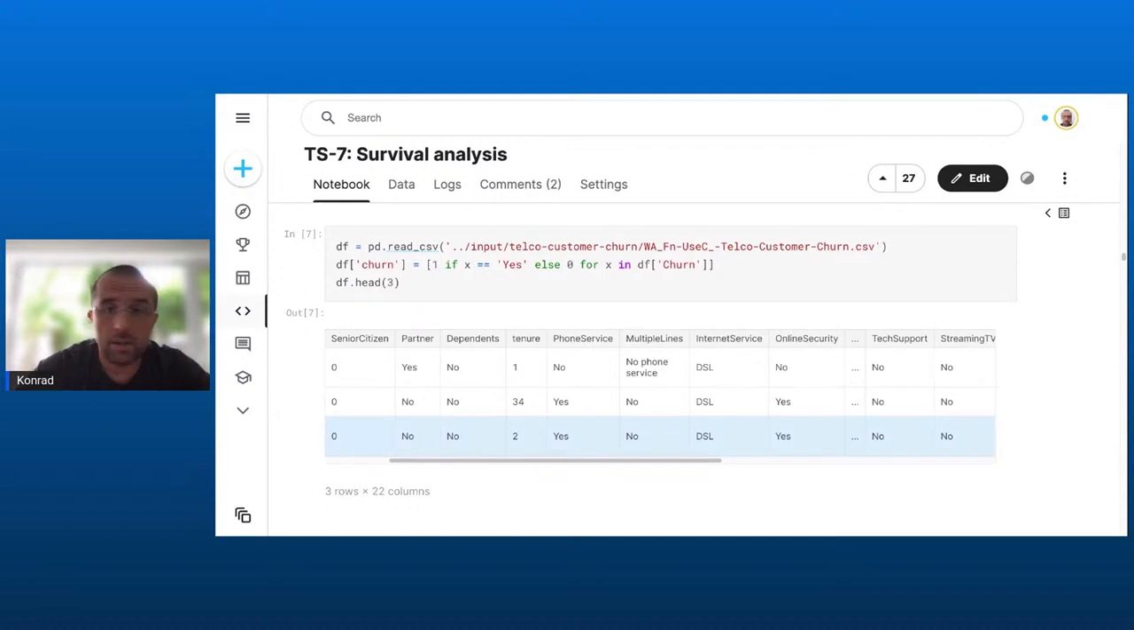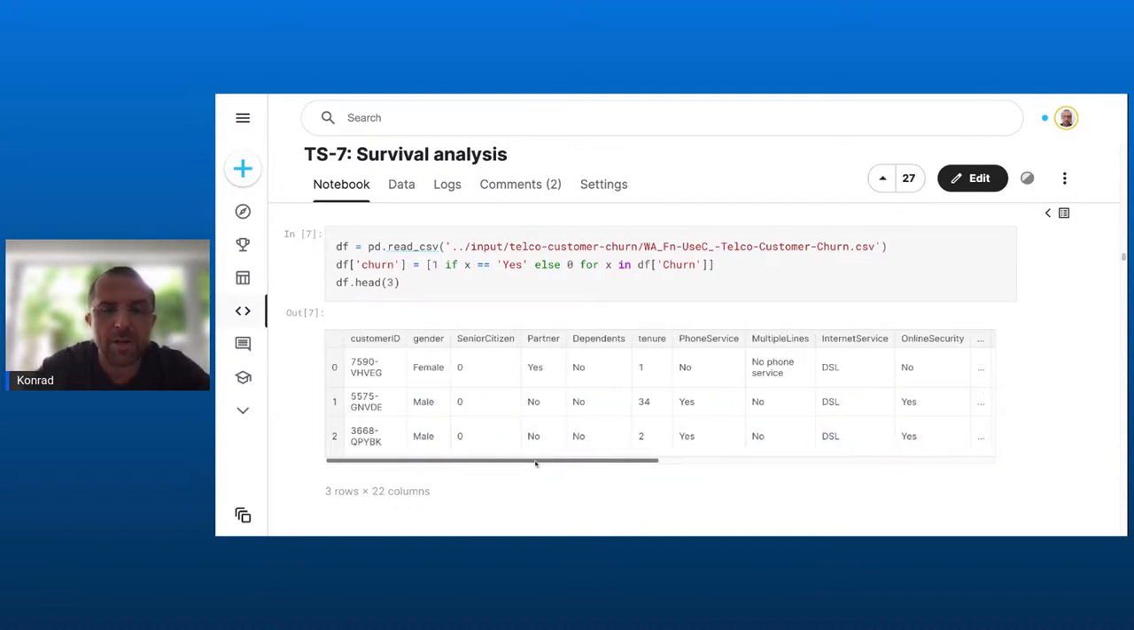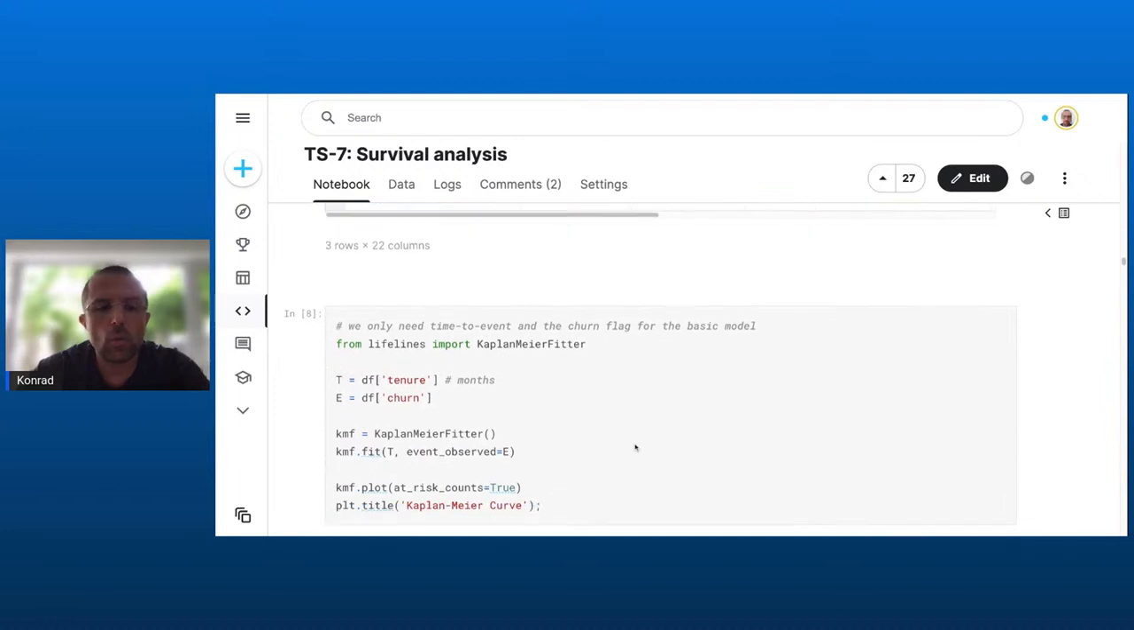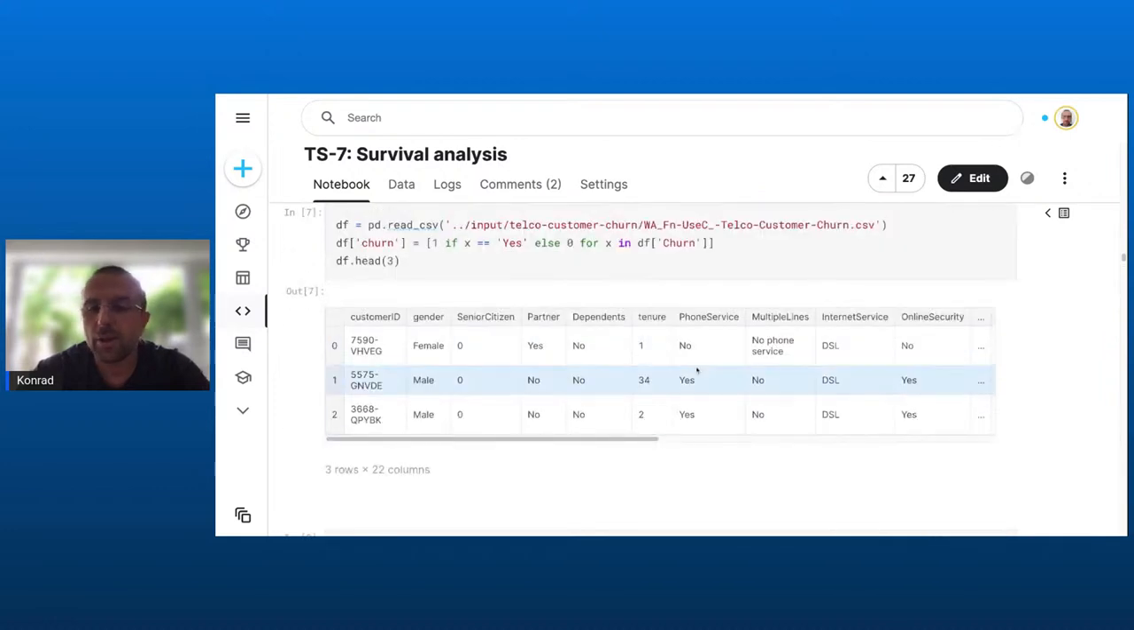Ever since the start of someone's tenure, say this person has been with the company for 34 months and they have not churned. So that's already an observation. At time point 34, there is one observation where someone was not churned. The first thing we do with Kaplan-Meier, et cetera, all the other features.